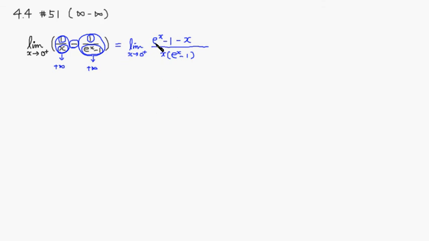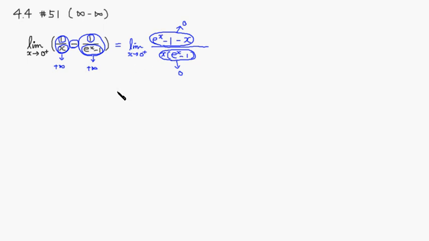If you plug in 0, e to the 0 is 1. 1 minus 1 minus x is going to 0. So you can see that the numerator is approaching 0. Alright, the denominator is easy. 0 times e to the 0, 1 minus 1. So it's actually both of them go to 0. So the denominator is approaching 0. Alright, now we have a 0 over 0, so we can apply L'Hopital's rule.